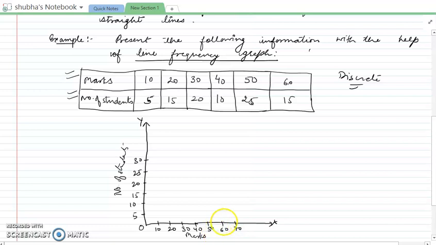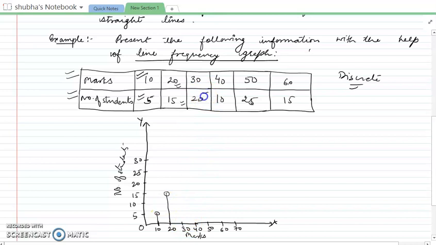Now what you have to do? You have to see that 10 marks are scored by 5 students. Now how do we plot the line frequency graph? At 10, that means 10 marks are scored by 5 students, just put a dot here, make a circle, and join this dot with the 10. This is a straight line, a frequency straight line. Now 20 marks are scored by 15 students. So 20 marks and 15 students: plot a dot, make a circle, join this dot with 20. Make a straight line.